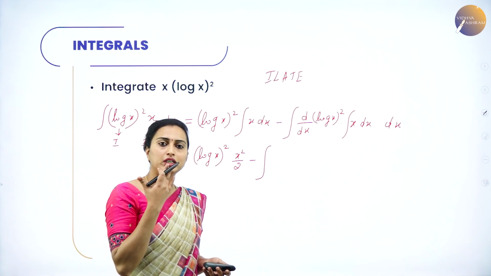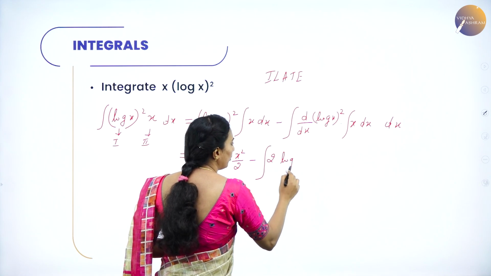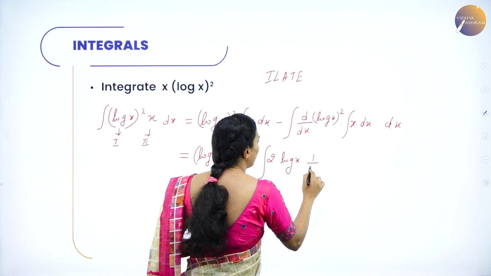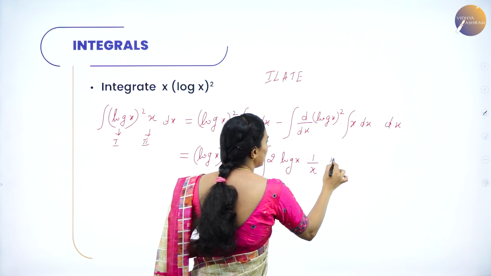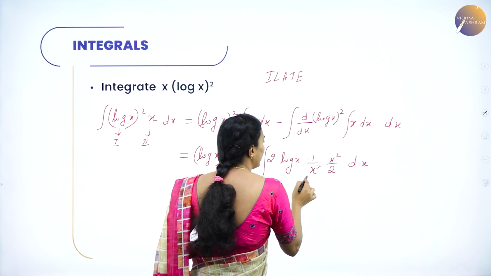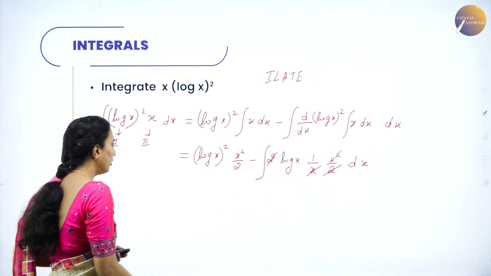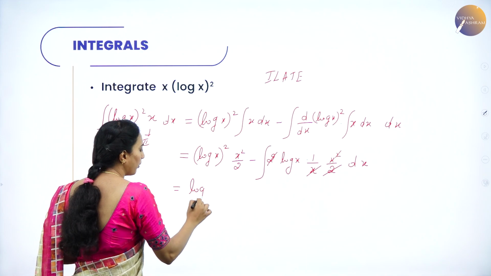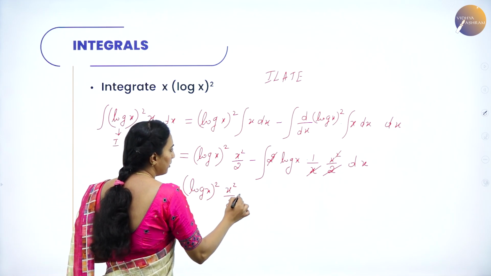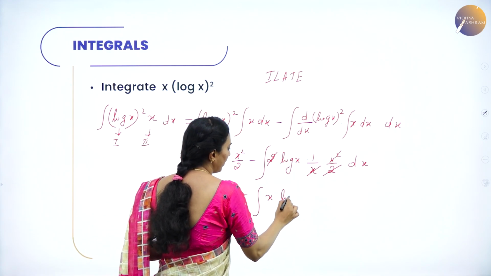Therefore theta is nothing but log x. Accordingly, you write it as 2 log x, chain rule. Again, log x differentiation is nothing but 1 over x, into 1 over x. Again, integral of x is nothing but x squared divided by 2 into dx. Now here x squared and x will get cancelled and 2 will get cancelled. Therefore, remaining is log x whole squared into x squared divided by 2 minus integral of, you are going to remain with x into log x, right?